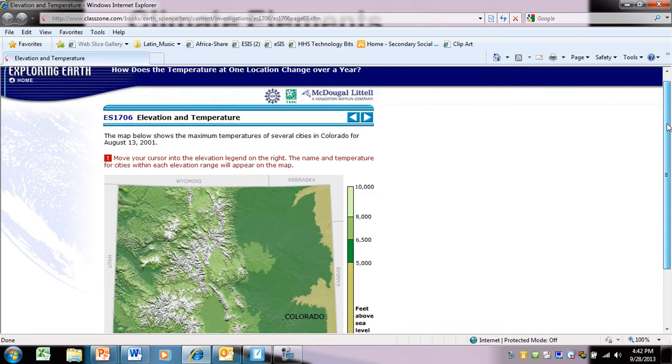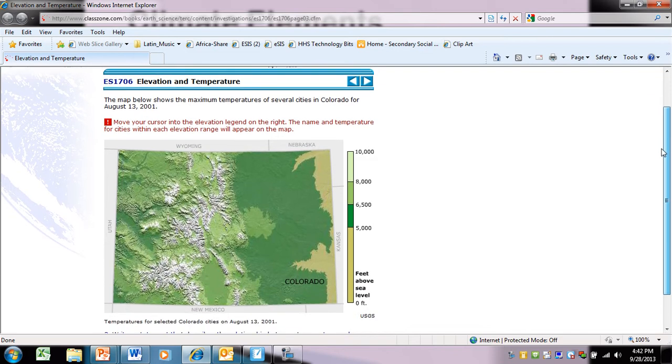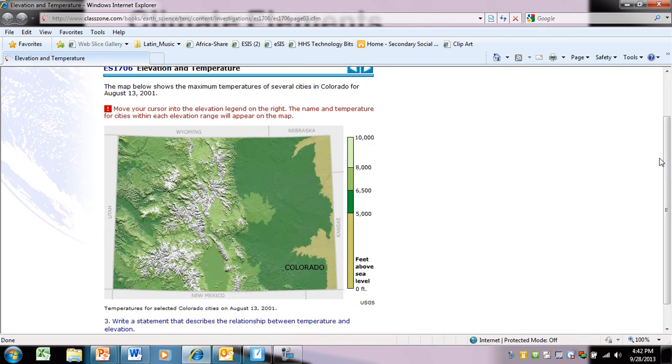Here you see a map, okay? You learned this in the first part of school. The map is showing me the different climates and temperatures. Here at 10,000 feet above sea level, the location of Leadville is at 66 degrees Fahrenheit. Going down to 8,000, I have Air Force Academy at 77 degrees.